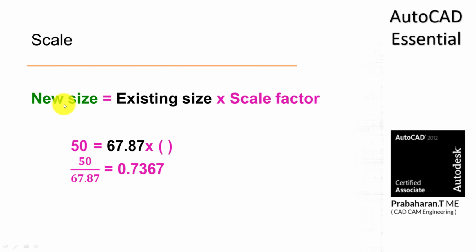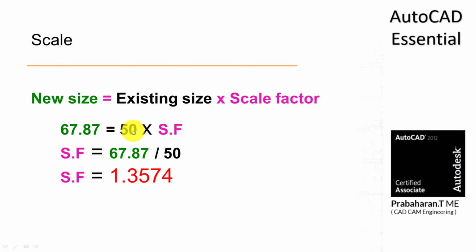New size is equal to existing size multiplied by scale factor. This is what we did before. 100 multiplied by 0.5, we get 50. That is the new size. Similarly, now the existing size we have is 50. I want this 50 to be 67.87. So what is the scale factor? By dividing this, we'll get 1.3574. If I give this as a scale factor, our size will become 67.87.